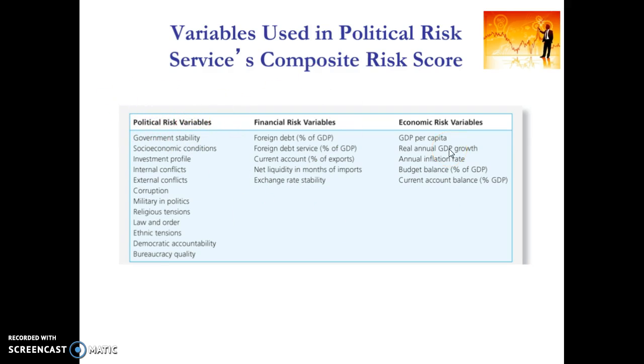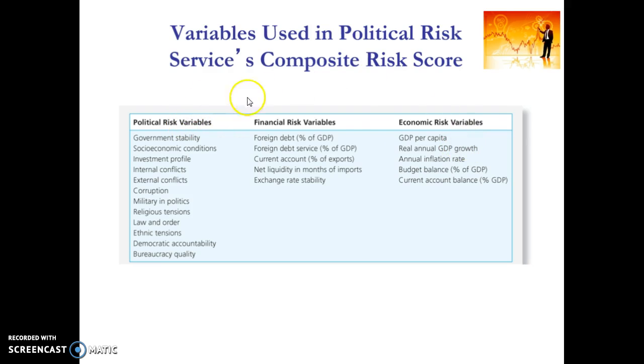Equally, they look at financial risk. So financial risk is like how much debt is the country in, what's their ability to service that debt, the country's liquidity, and also how stable is the exchange rate. So they combine those values together to get a measure of financial risk. And finally, economic risk is looking at things like what's the GDP per capita, the growth in GDP, the inflation rate, the budget balance, and the current account balance. And they combine these values together to also get a measure.